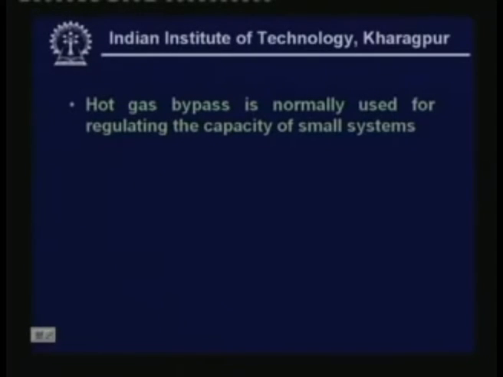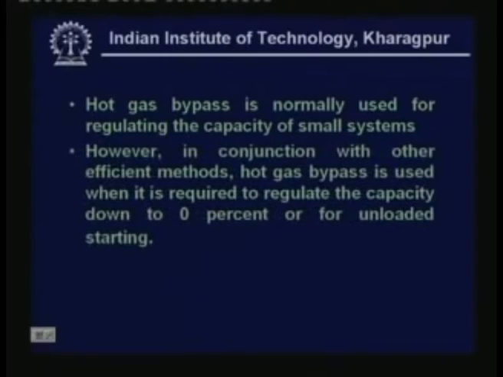Hot gas bypass is normally used for regulating the capacity of small systems. This is not normally used in large systems, but it is used in small systems. However, in conjunction with other efficient methods, hot gas bypass is used when it is required to regulate the capacity down to 0% or for unloaded starting. So, even though it is not used for capacity control in large systems, along with some other efficient capacity control method, the hot gas bypass method can be used to fine tune the capacity control. That means using the hot gas bypass along with another efficient method, you can reduce the capacity of the system almost to 0% of the design load.